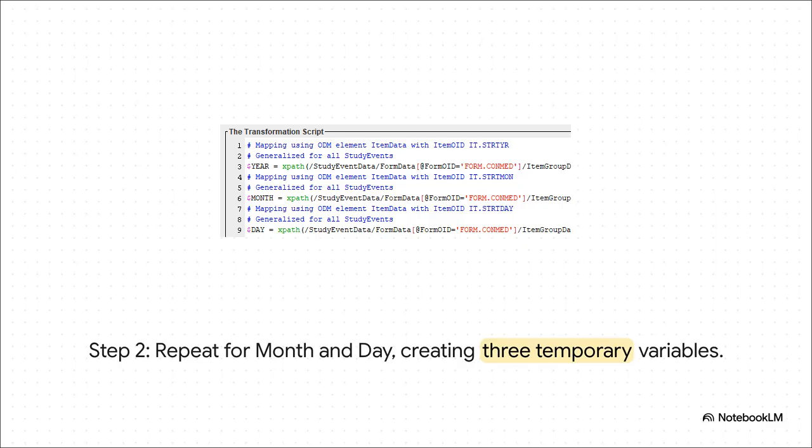Repeat that exact same process for the start month and start day. You just drag, drop, click through the warning. Once you've done that for all 3 pieces, you'll see 3 new lines in your script. Each one is a little temporary variable holding our year, month, and day.